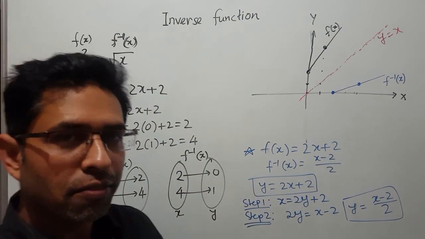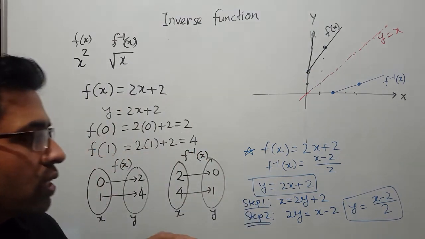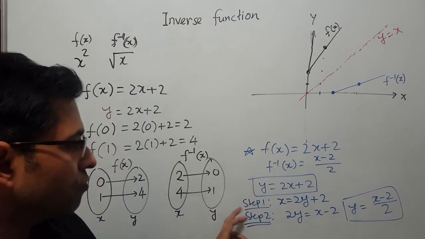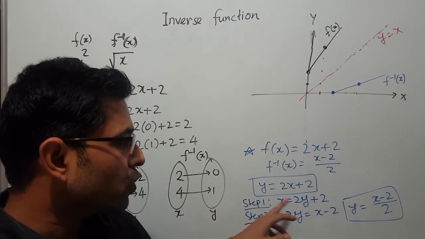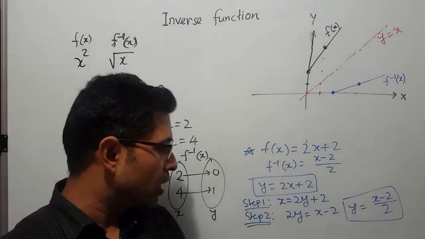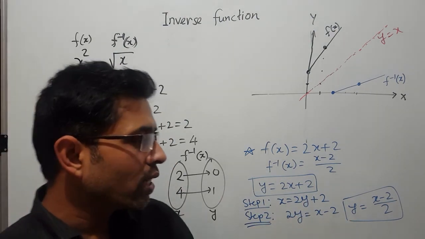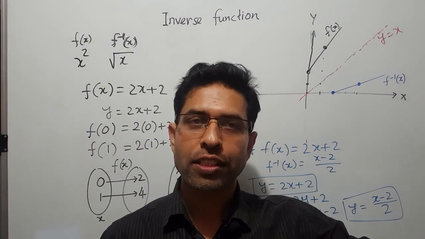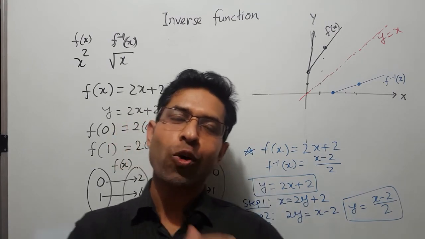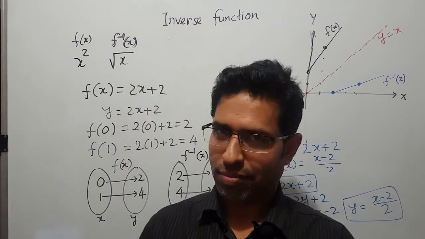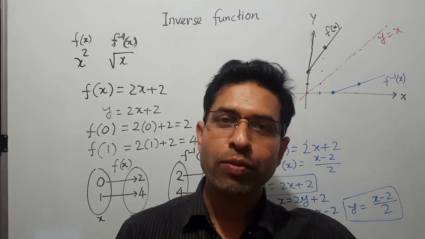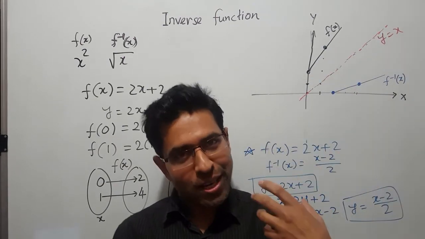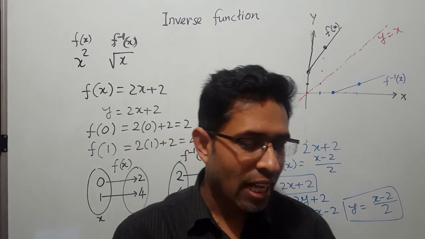So if a function is given, you just need to follow the two steps to find the inverse function. The first step is changing x to y and y to x, so the domain becomes the range, and then step 2 is making y the subject. It means whenever you have found the domain and range for a function, you can easily identify the domain and range for the inverse function. How? Because the domain of the original function would be the range of the inverse function, and the range of the original function would be the domain of the inverse function.